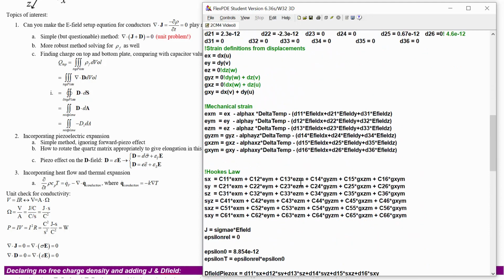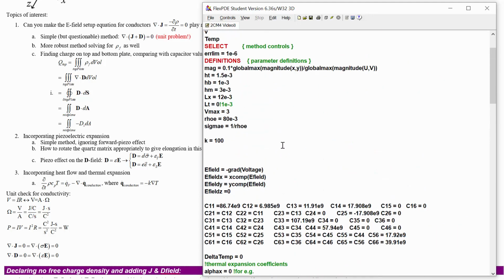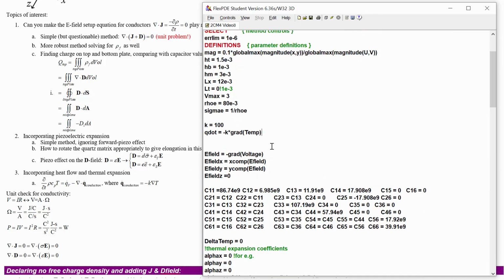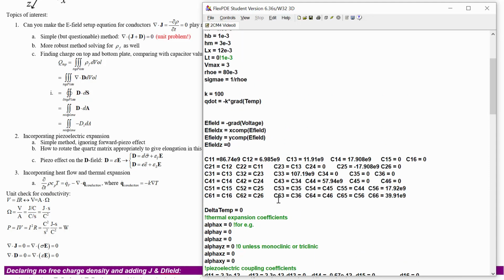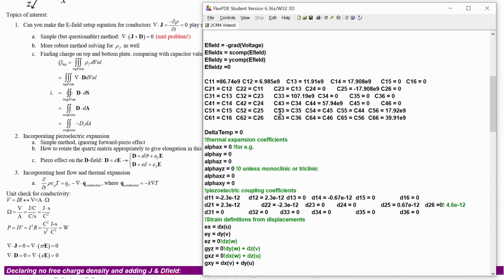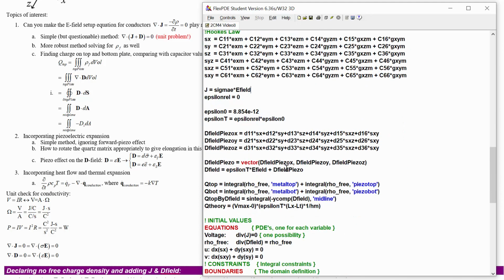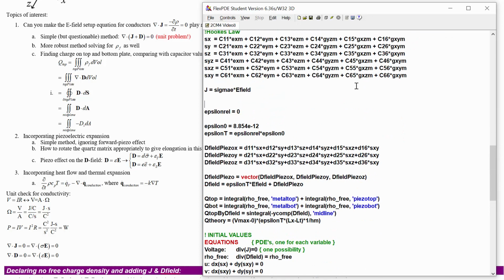So what we'll do is we'll say that Q dot, the volumetric heat flow, the heat flux density, Q dot is equal to negative K times the grad of the temperature. Then we'll say that the volumetric heat generation, after we've calculated J, anywhere down here, we can now say Q dot vol is equal to the dot product of J and E field.